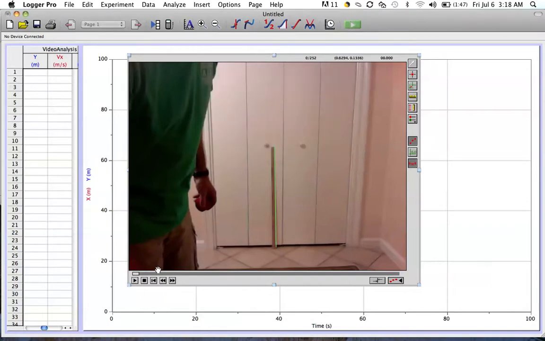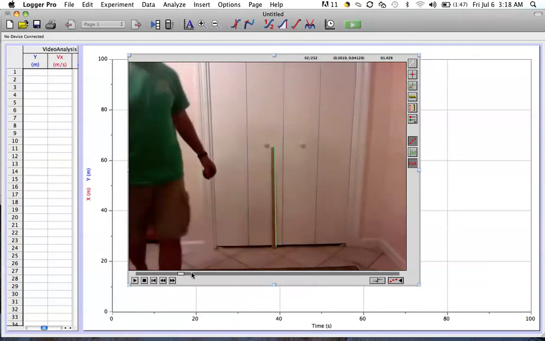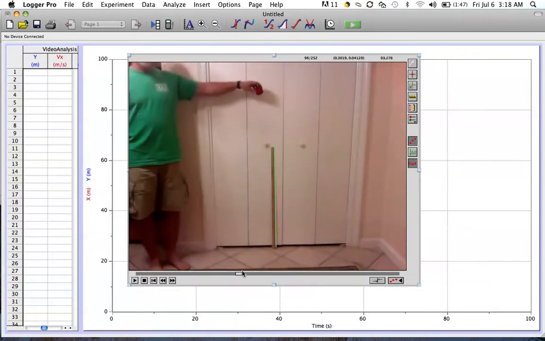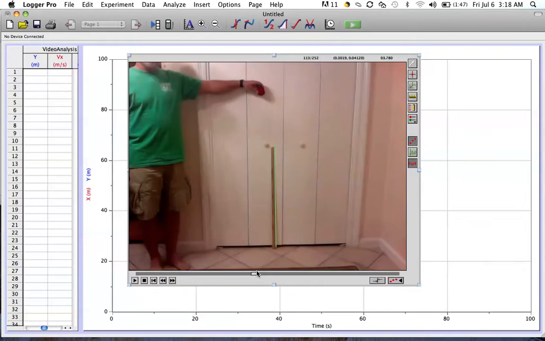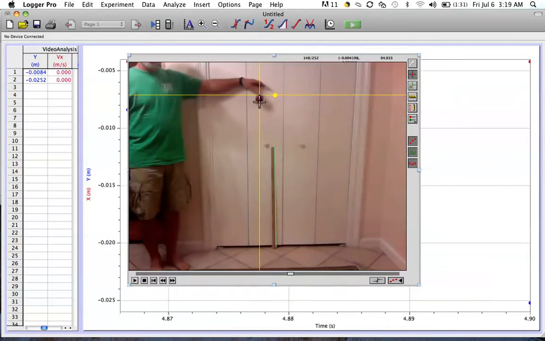Then scroll over to where we want to begin our analysis, which would be right here, right as we've just let go of it, and we will set our origin at that point. I'm going to focus on the bottom side of the beanbag with each of my data points so that I can be as consistent as possible with marking its location.